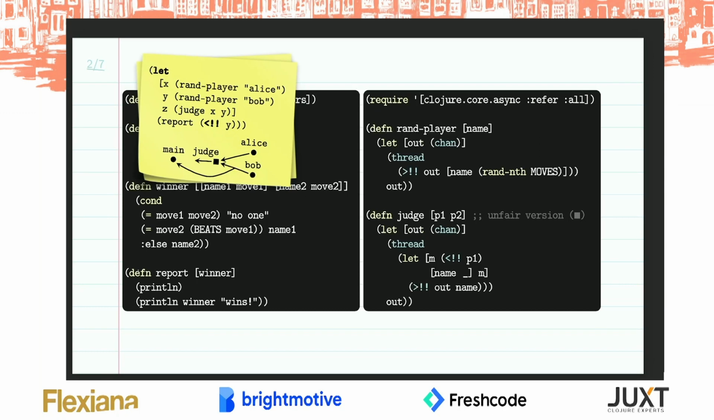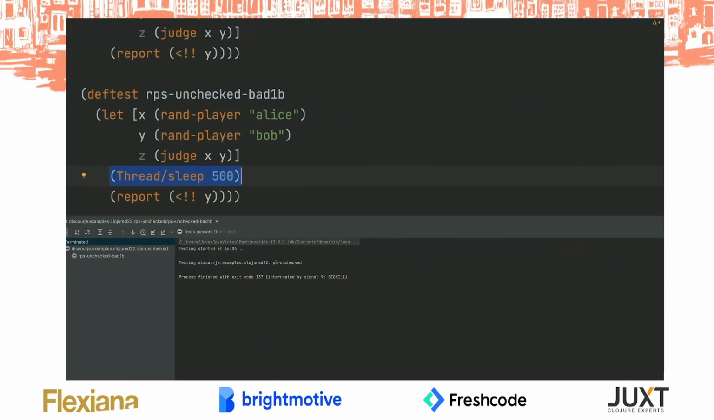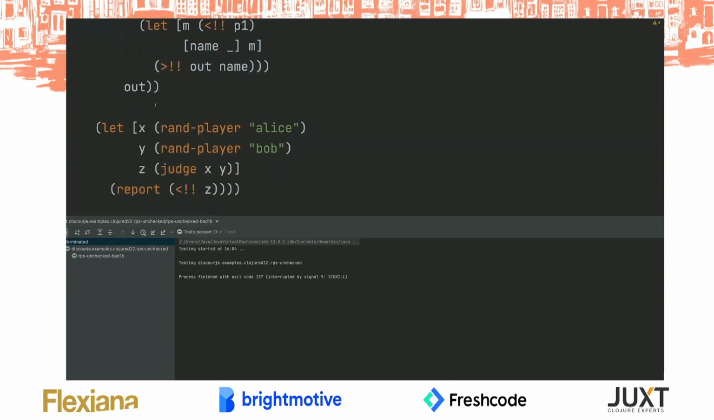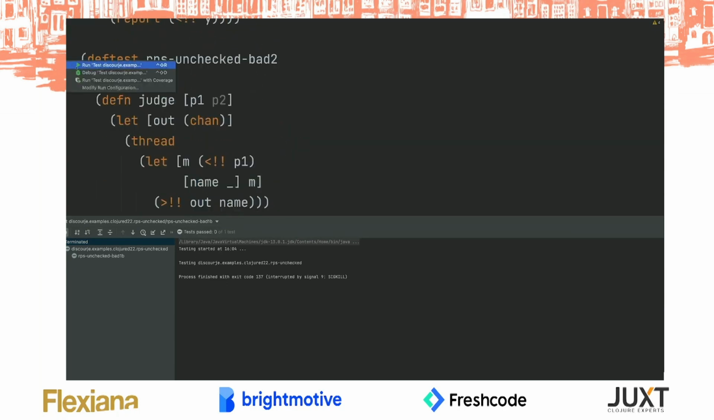So here, I have another version of the judge, which is, let's say, an unfair version. And it's unfair because it still receives this message from player 1, but then it completely ignores player 2. It just extracts the name from the message and will always send the name of player 1 to the main thread. And so clearly this is not what we would expect of a fair judge. When we try to execute this, something will go wrong as well. So here we redefine the judge. That's fine. Let me just run this test.